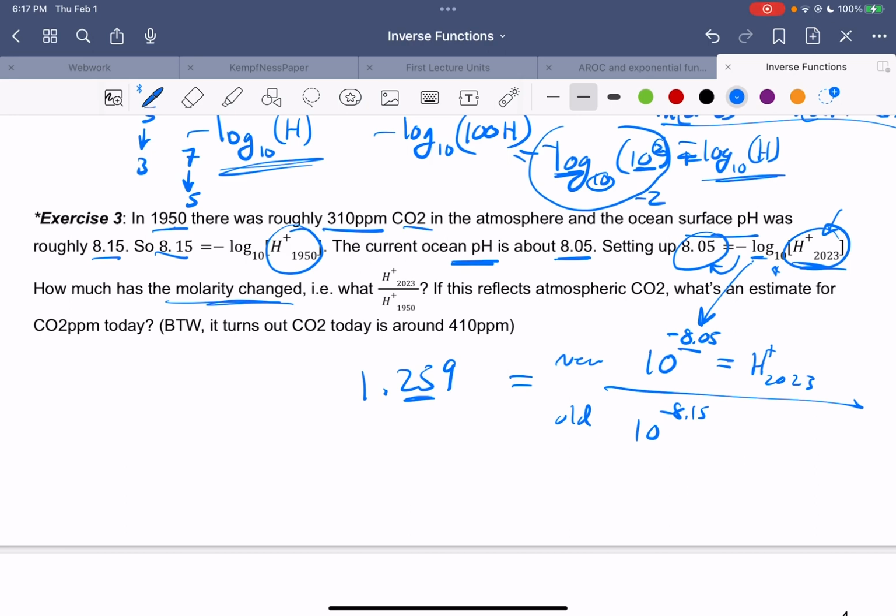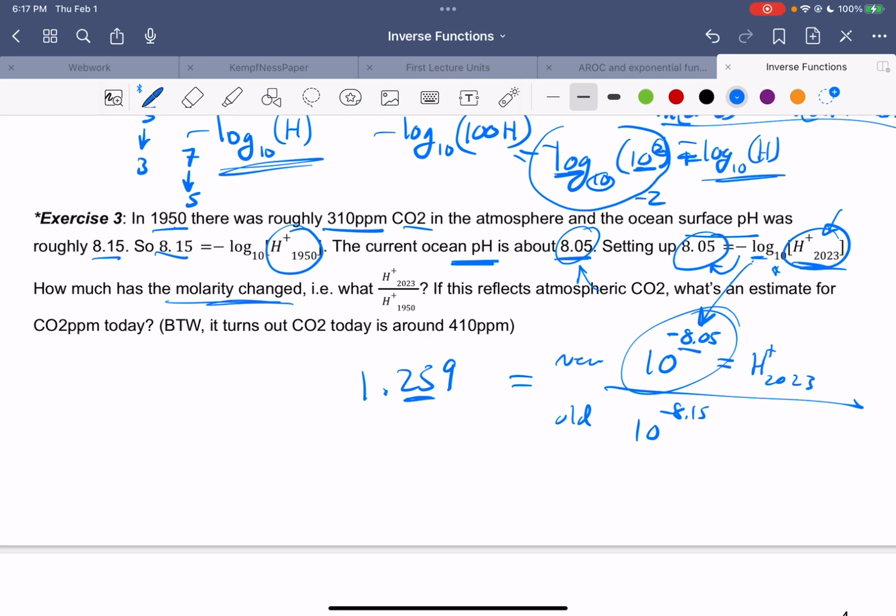Some ratio. So, wait, less. It's more. No, it's more acidic. Wait, if the current, oh yeah, more. Right, lower numbers at higher pH. It's more acidic. Whatever, okay. There's roughly a 25% increase in the hydrogen ions in the ocean.